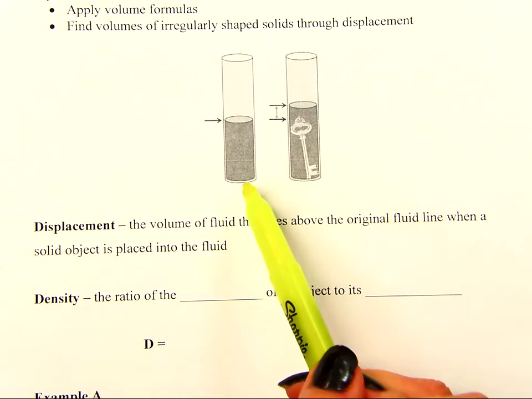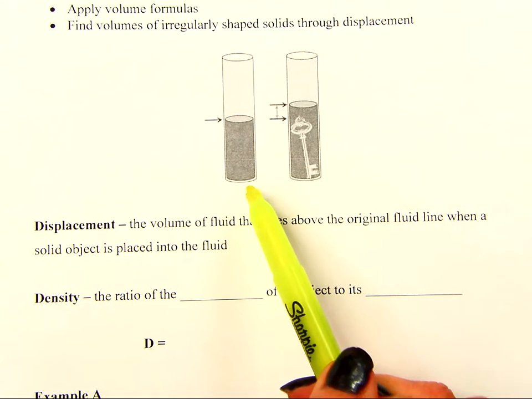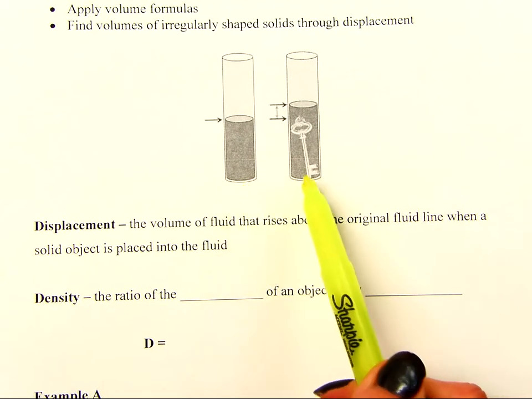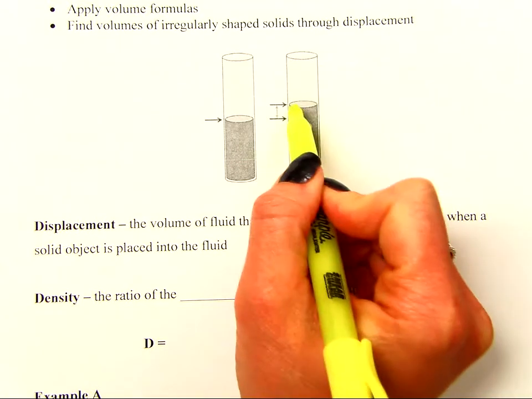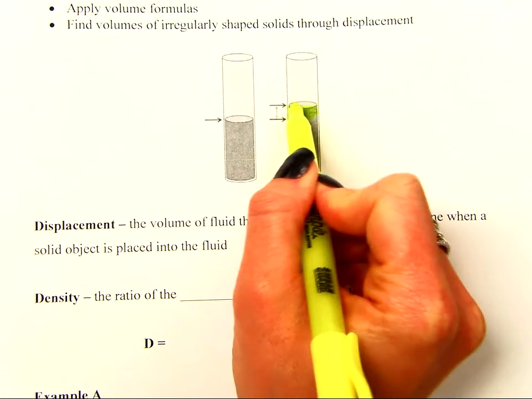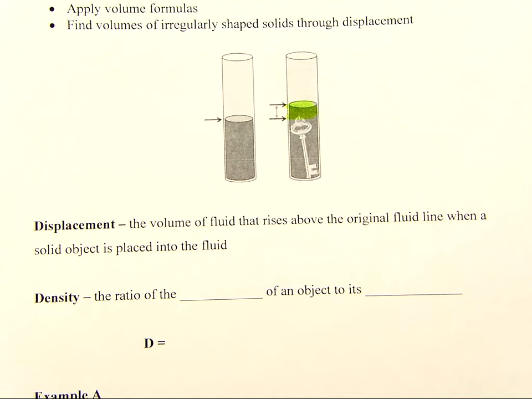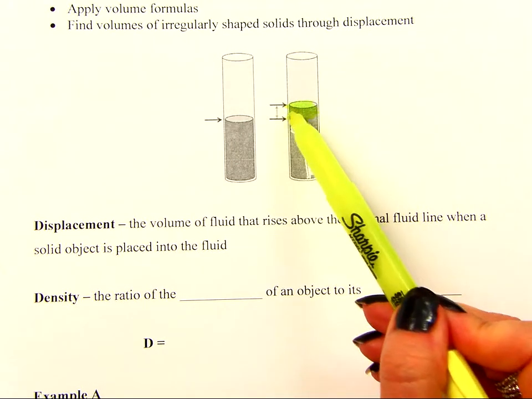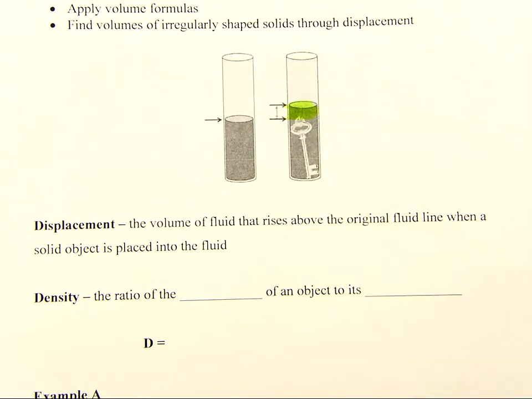And that change in water, if you find the volume of that, is the displacement. Here they're showing you a tube full of water where they drop a key in. This little slice, the change in the water, is the displacement. Why would we care about that? Well, the volume of that slice of water is equal to the volume of the key. And so we use displacement to find the volume of irregularly shaped objects.